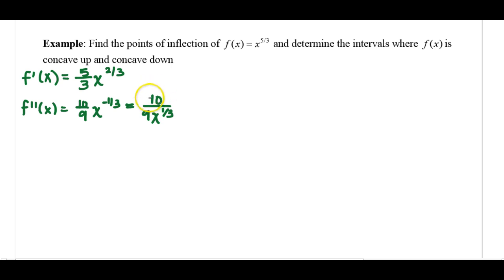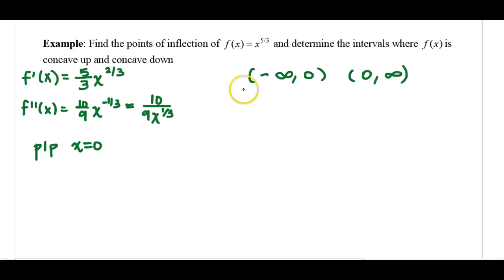Well, the top can never be 0, so there are no zeros to the second derivative, but the bottom can be 0 when x equals 0. So my possible inflection point is x equals 0. So my number line is only going to be broken at 0, so my intervals will be -infinity to 0 and 0 to infinity. My test points will be -1 and 1.